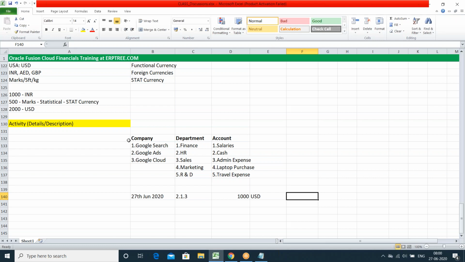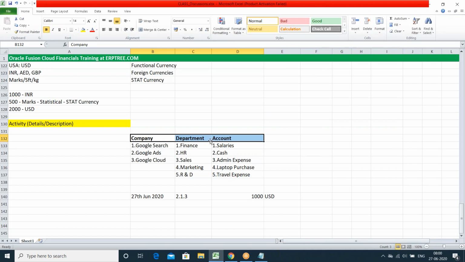So here we have given the titles. These all are the companies; this is the title we gave as company. This information is related to department, so we gave the title as department. This information is related to accounts, so we gave the title as account. If you are going to create these titles in the system, as they are, we have to create them with the concept called a segment. So we create company as one segment, department as one segment, account as a segment.